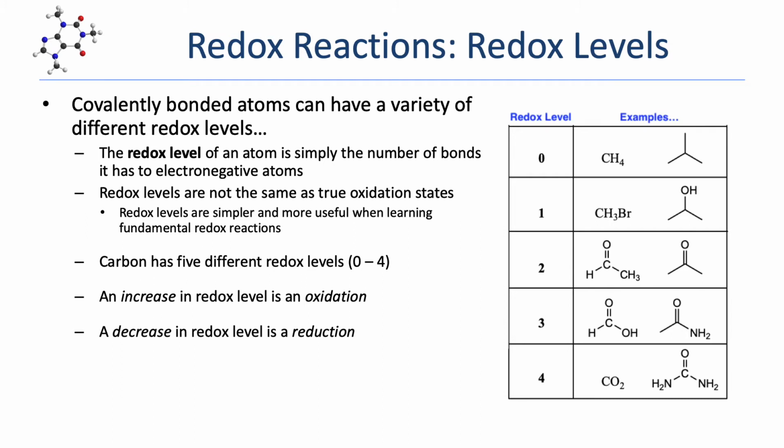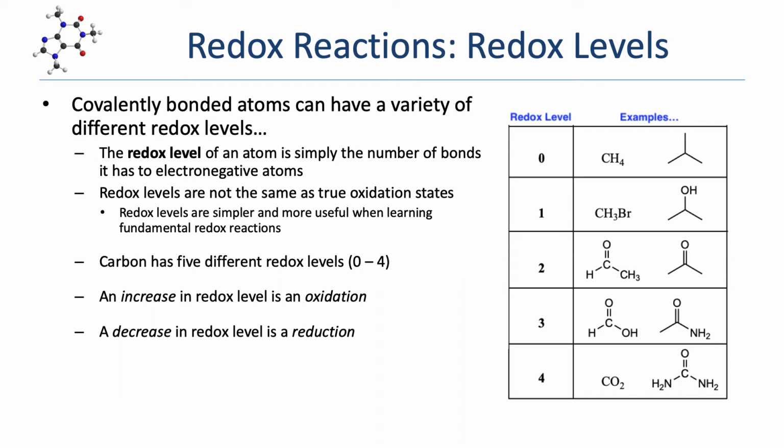Things like alkane carbons. Carbon in the first oxidation state is going to have 1 bond to an electronegative element. So things like simple alkyl halides, where you have a carbon to halogen bond, and alcohols, where you have a carbon oxygen bond. Those would be carbon in the first redox level. Carbon in the second redox level is going to be when carbon has 2 bonds to electronegative atoms. And these are almost always aldehydes and ketones, where you actually have 2 bonds to the same electronegative oxygen.